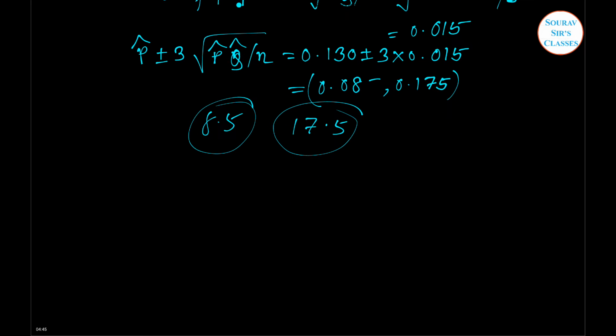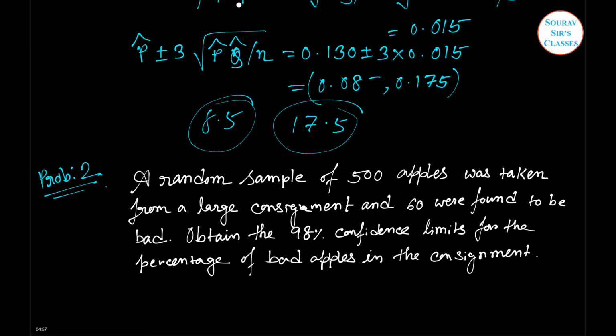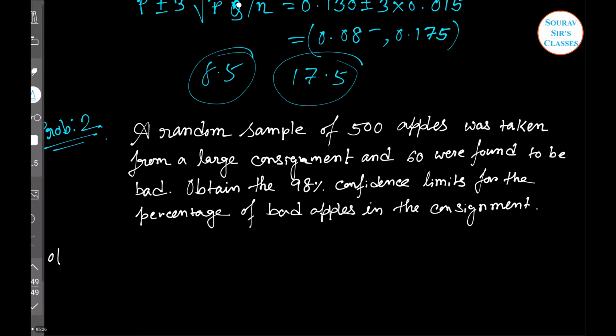So here's problem number 2. A random sample of 500 apples was taken from a large consignment and 60 were found to be bad. Obtain the 98% confidence limits for the percentage of bad apples in the consignment. Now, here's the solution.